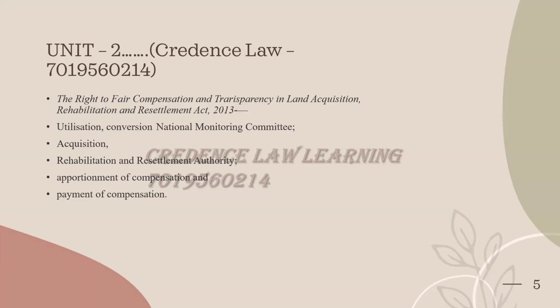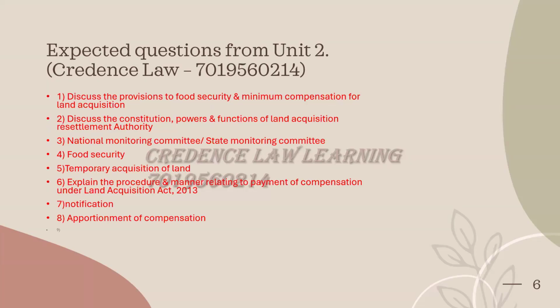And then the expected questions from the second unit would be the monitoring committee, food security, minimum compensation, and then compensation, apportionment, notification. And basically here, if you just give importance to these two, Rehabilitation and Resettlement Authority, National Monitoring and State Monitoring Committee, and Food Security, Apportionment and Payment, this is basically important from the second unit.